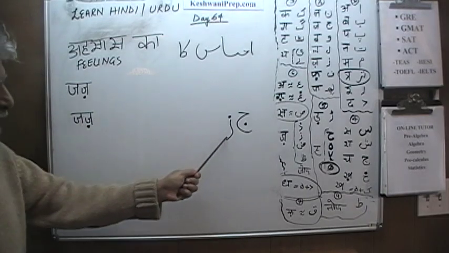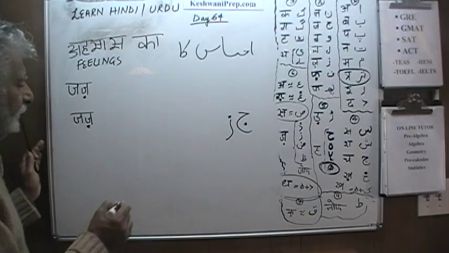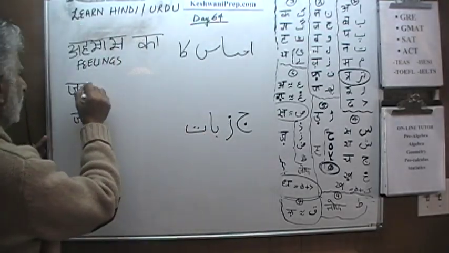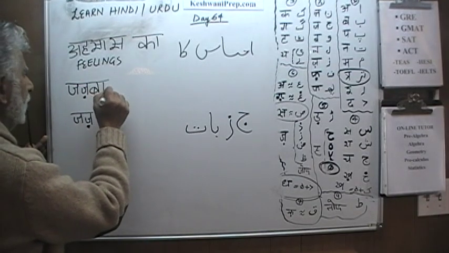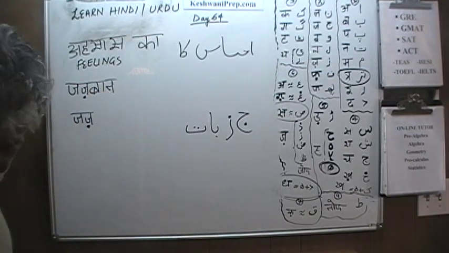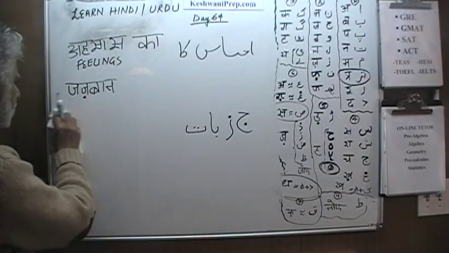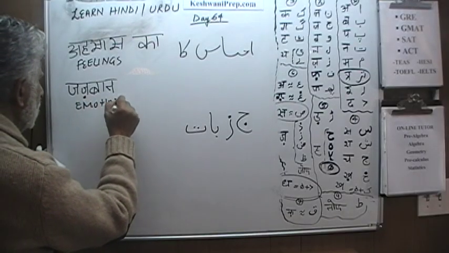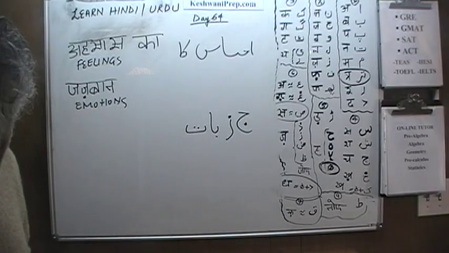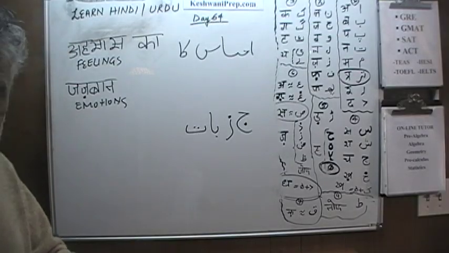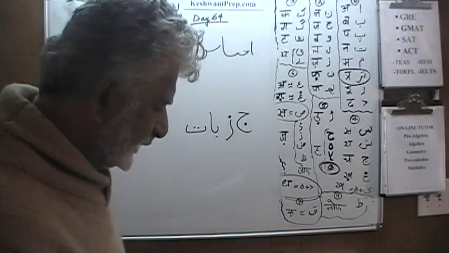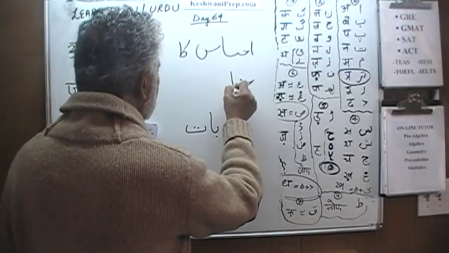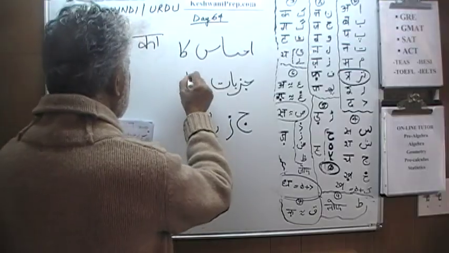But of course in Urdu we have unique letters. Jaz, ba, and a t. Jazbat. What does jazbat mean? Jazbat means emotions. जज्बात का, एहसास का, जज्बात का, जज्बात का.